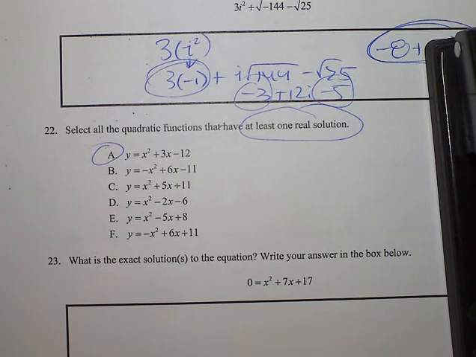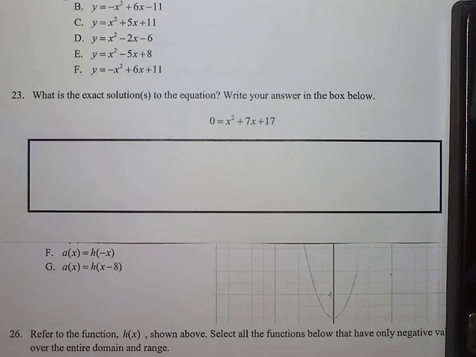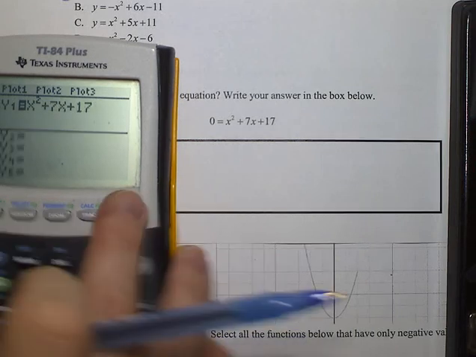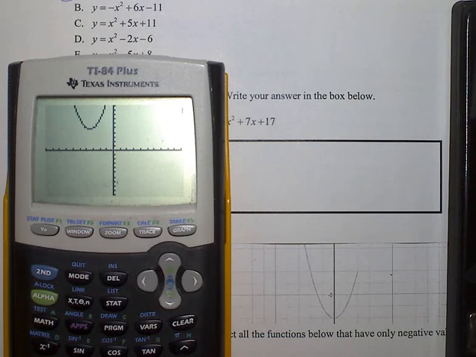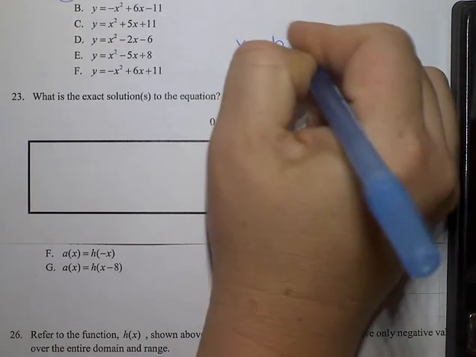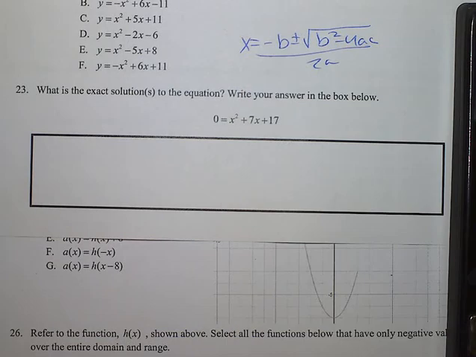Okay, let's go down to the next one. What is the exact solution? So first I'm going to graph it to see if I can save myself time. X squared plus 7x plus 17. I graph it. Now if there is no real solutions, that means I must use what formula? Must use quadratic. I'm not going to take time to do it, but -b plus or minus the square root of b squared minus 4ac all over 2a. Good to go? All right. You plug it in and get your answer.